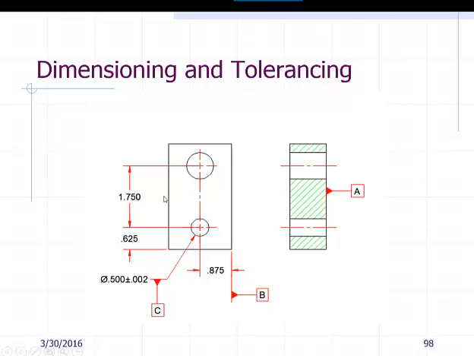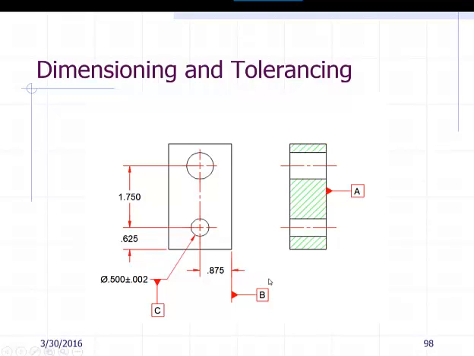This one's 0.875 over and then another 1.75 up to here. So we've properly called out where those two shapes are, called out the size of this particular hole with a tolerance, and then indicated that it's datum C, indicated that the right side of this part is datum B, and then the back side of this part is datum A.